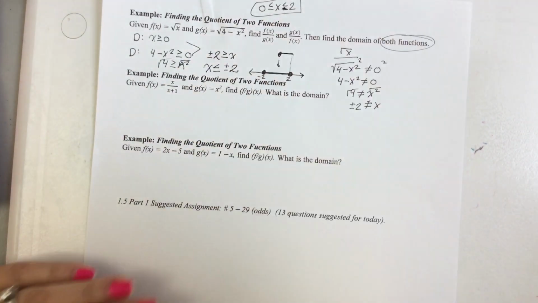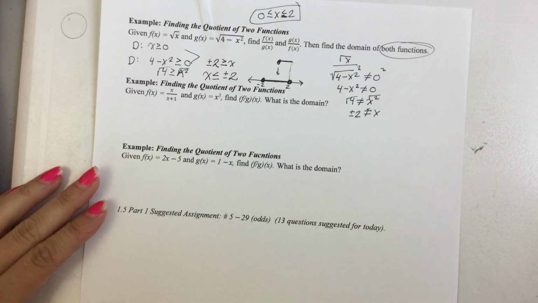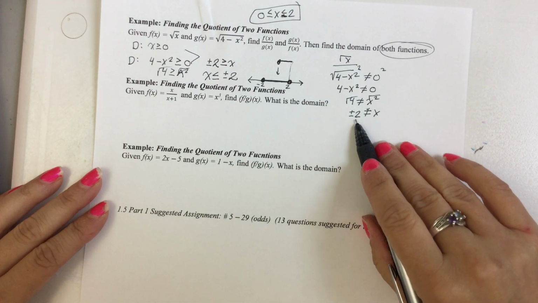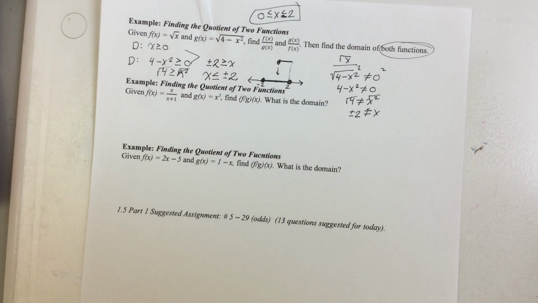So now it takes off that piece. It can start at 0, now it can go up to 2, but it can't be a 2, because if it's a 2 and this is on the bottom, then you're dividing by 0. See, it's kind of wild, you guys.